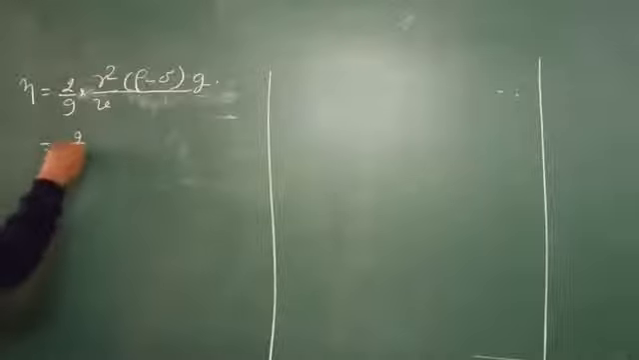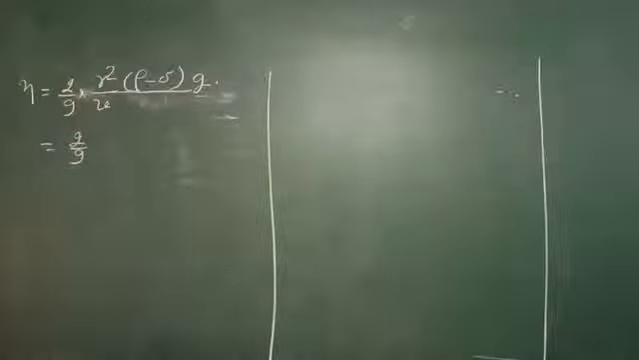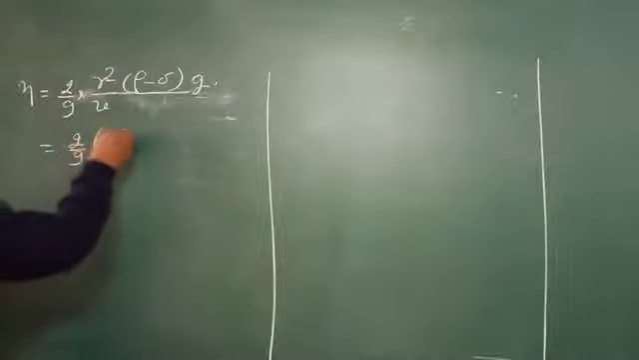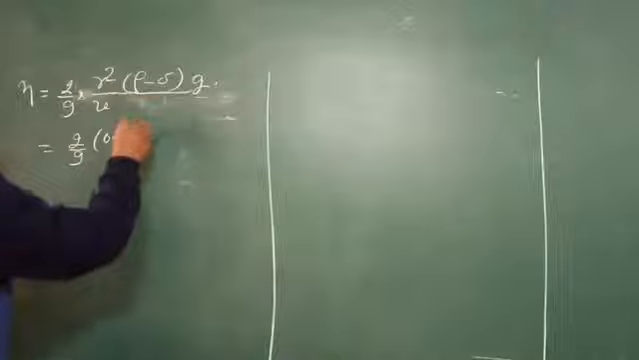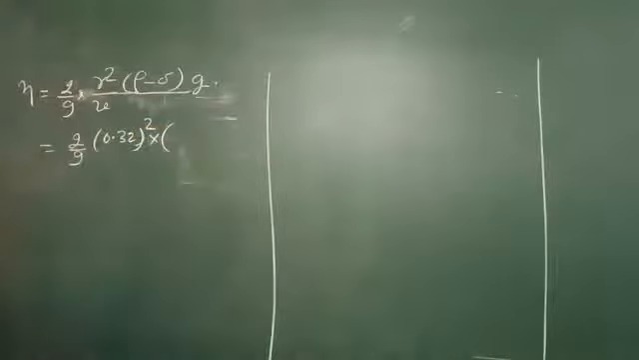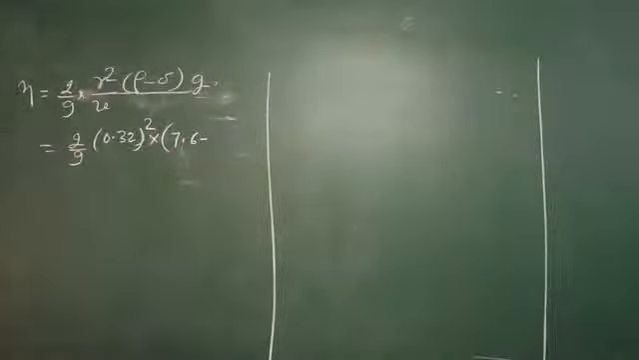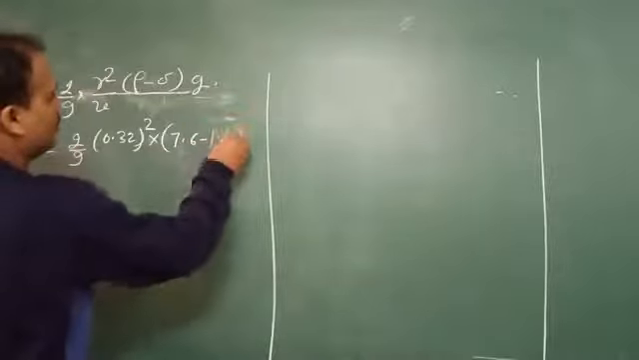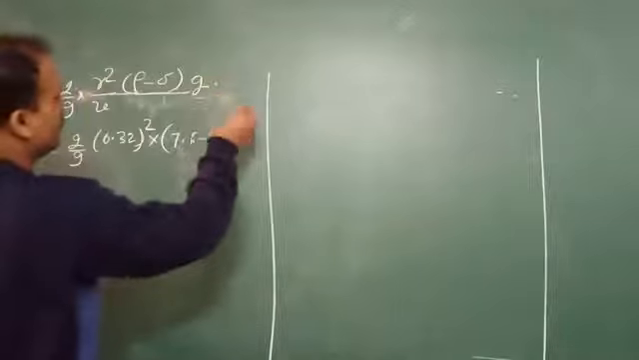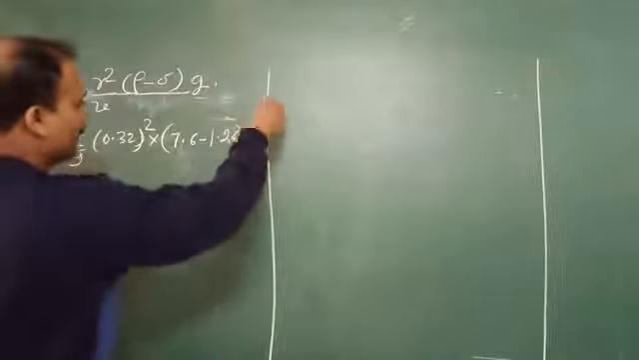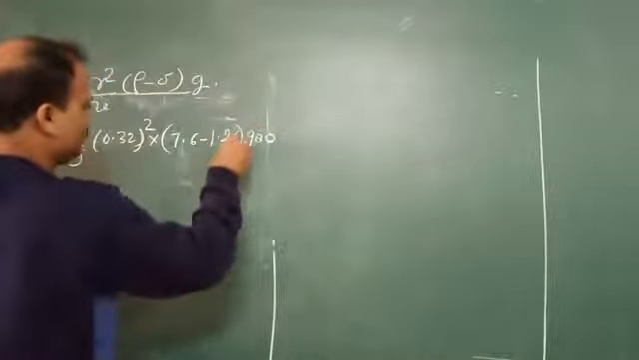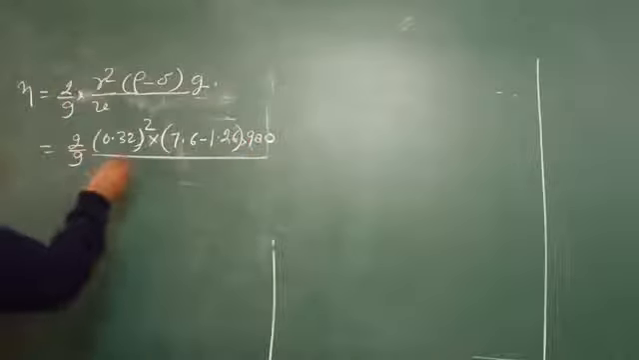So 2 upon 9, the value of r is 3.175 millimeter, and you can change it into 0.32 centimeter. 0.32 centimeter squared into rho is equal to 7.6 minus sigma 1.26, into g 9.8, which you can change into centimeter per second square, so 980 centimeter per second square, upon terminal velocity 32 centimeter per second.